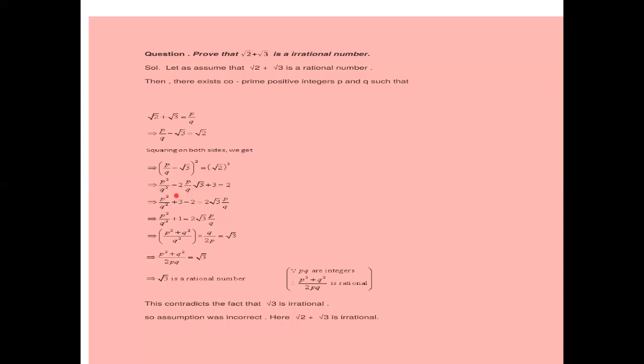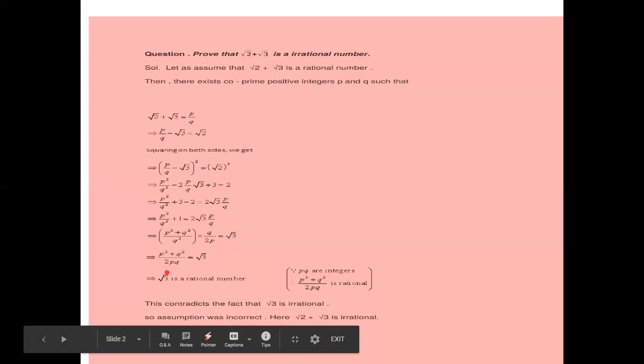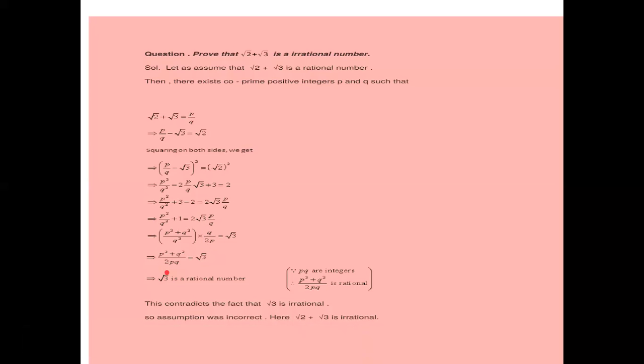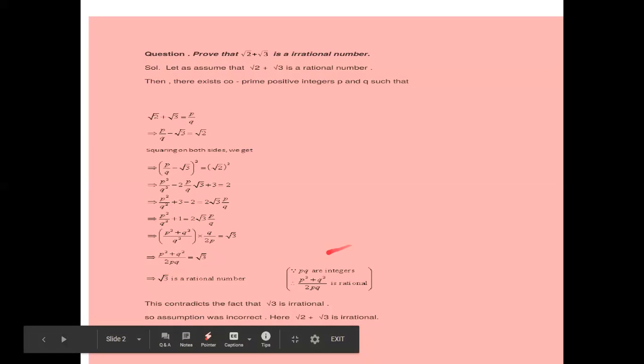So you are writing this 2 on this side and taking the rest on the other side, so you write 3 minus 2. You will write this as p square upon q square plus 1 equal to 2 root 3 p by q. So you can take q in multiplication, and p and 2 in division, and write this as square root 3. After simplification we have p square plus q square upon 2pq equal to square root 3.